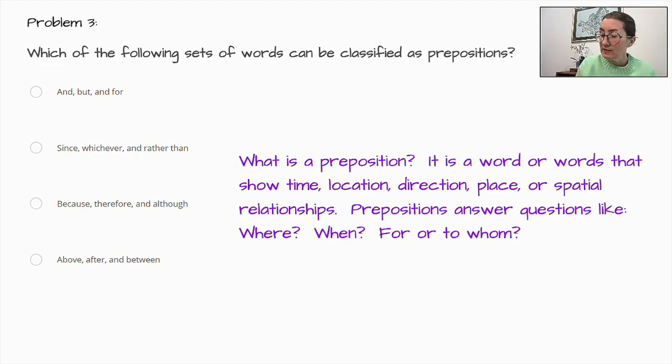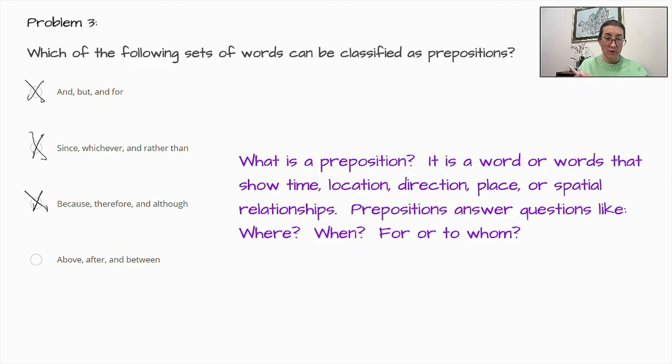So let's review each of these answers. And, but, and for we learned in a previous question. These are coordinating conjunctions, so let's eliminate that one. Since is a preposition, a conjunction, and an adverb. Whichever is a pronoun, and rather than is a preposition, but as a group they are not prepositions. Because is a conjunction, therefore is a conjunctive adverb, and although is a conjunction. So these are not the list of prepositions.